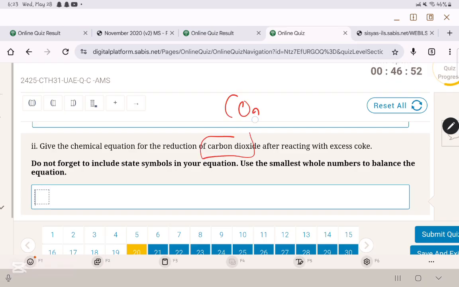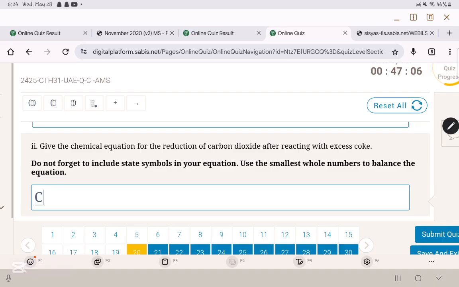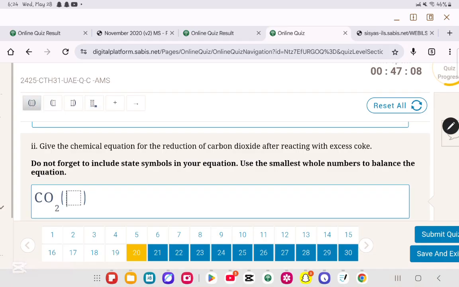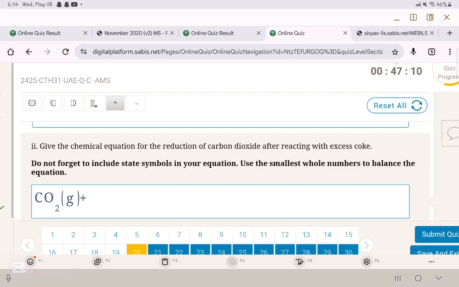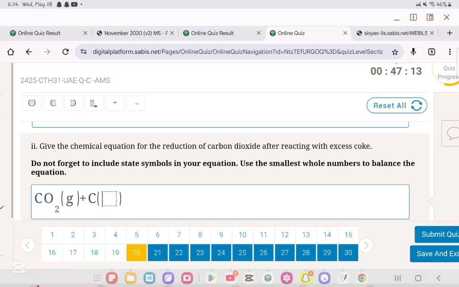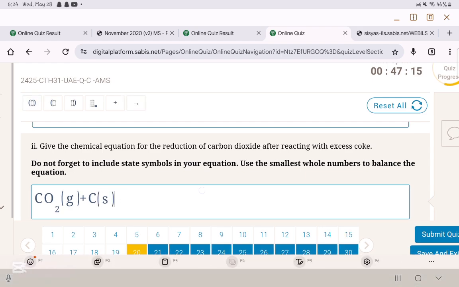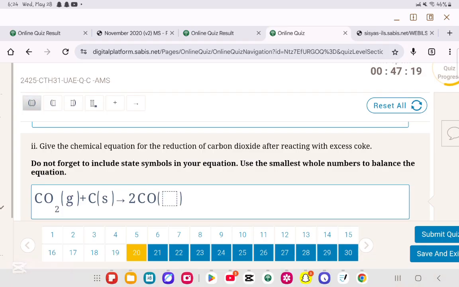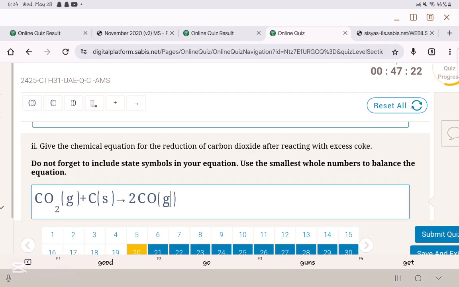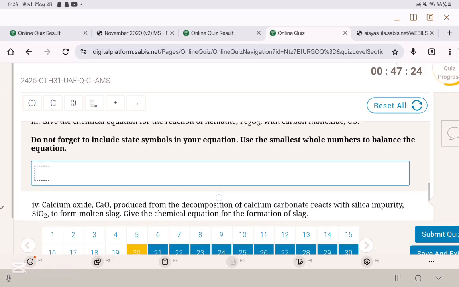So CO2 will react with coke. CO2 is a gas and coke is a solid, and it will form 2CO, which is a gas. So carbon dioxide, which is a gas, will react with excess coke, so carbon solid, to form 2 carbon monoxide. What is carbon monoxide? It is a gas. We move on to part 3.